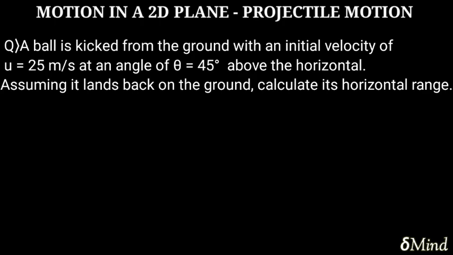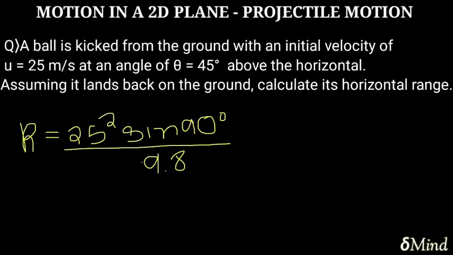Okay, so now to solve this problem, first we need to identify the given values. We are provided with the initial velocity, which is 25 meters per second, and the angle theta. We can use the range equation to solve this problem. R equals u squared sine 2 theta by g.